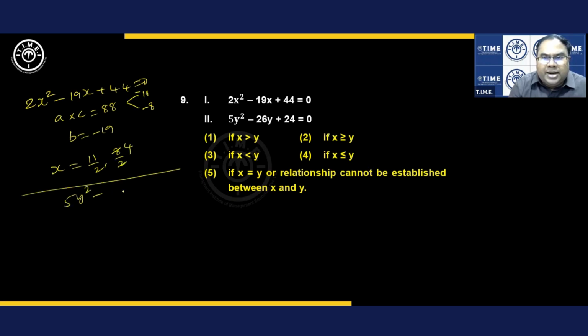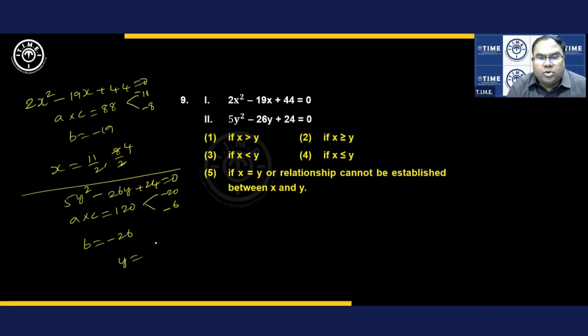5y square minus 26y plus 24 is equal to 0. So what is a into c? 120. So a into c is positive, right? Write b as the sum of two numbers. So 20 and 6. 20 into 6 is 120. If I put a minus sign, minus 20 minus 6 is minus 26. While writing the roots, change the sign.